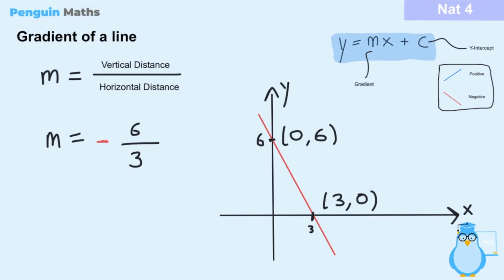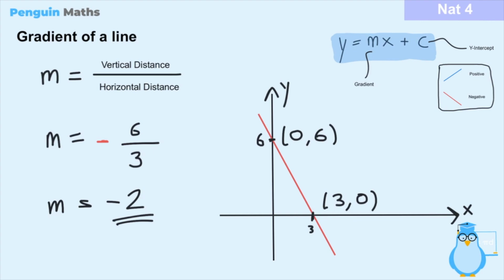But because it's now a negative line, because it's sloping from up to down, then we have to put a negative sign in front of it as well, so that we take the direction of the slope into account. So then if our gradient is equal to minus 6 divided by 3, well, we can say that 6 divided by 3 is 2, so that would mean that our gradient is equal to minus 2.